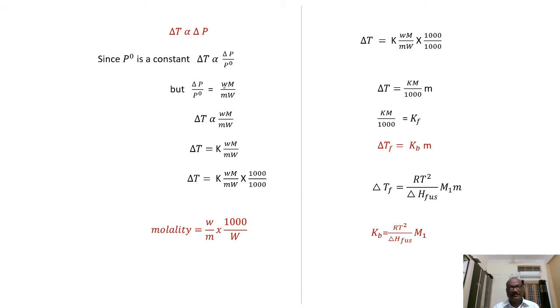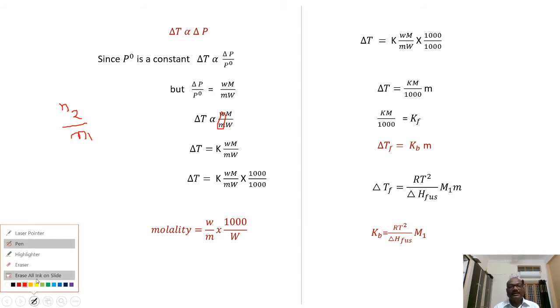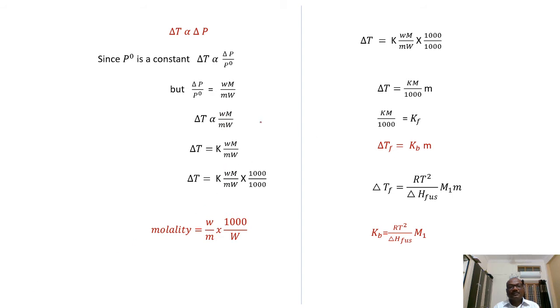N2 means number of moles of solute, it is small w by small m. N1 is the number of moles of solvent, it is W by capital M. In dilute solution the mole fraction reduces to N2 divided by N1. When you write it properly, the denominator becomes a numerator. To write the equality, we introduce a constant called K. So ΔTf is equal to K into w capital M divided by small m into capital W.